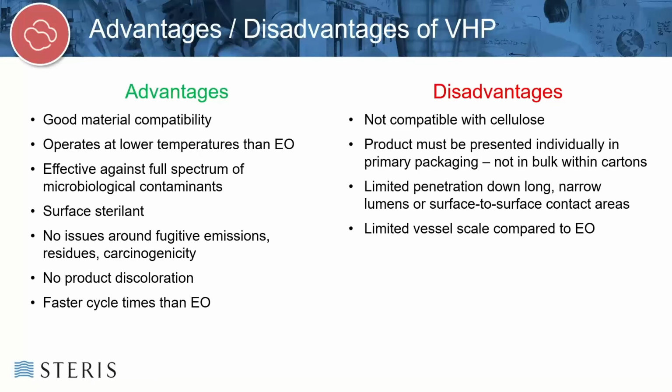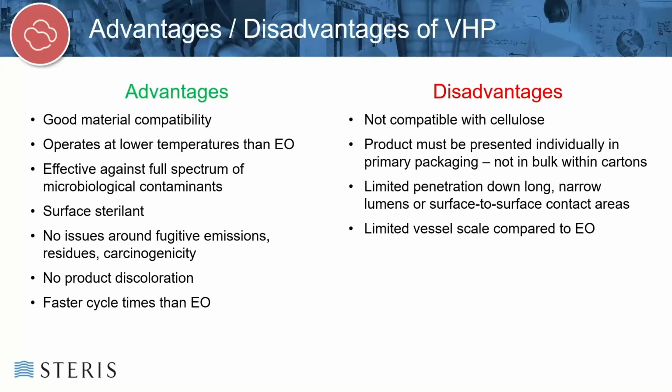VHP is also effective against the full spectrum of microbiological contaminants. So it works against viruses, spores, bacteria, fungi, the whole lot. As I said, it's a strict surface sterilant. So again, with the example of the pre-filled syringe, if you have a sensitive inner sector of the product that you don't want touched by the sterilant, VHP will only sterilize the outside of your product and won't get to that sensitive inner area.